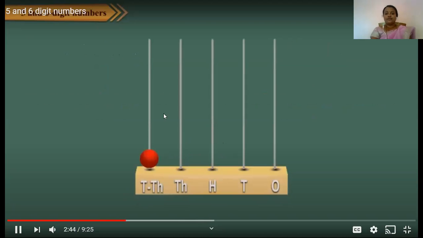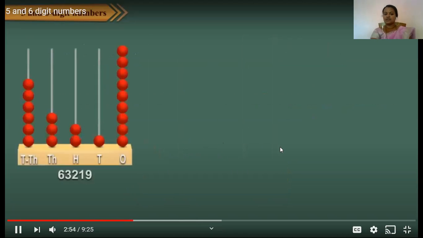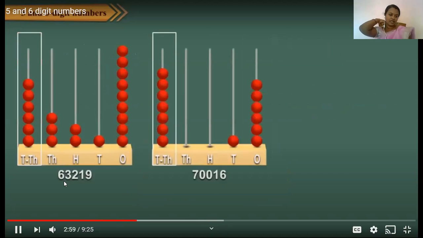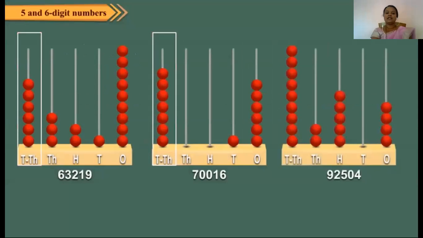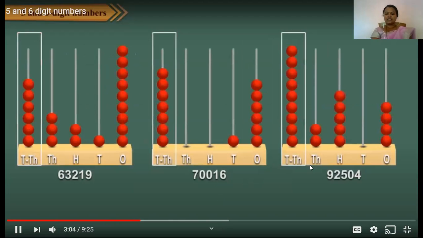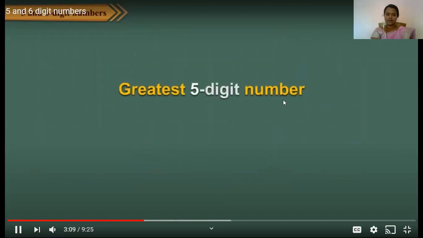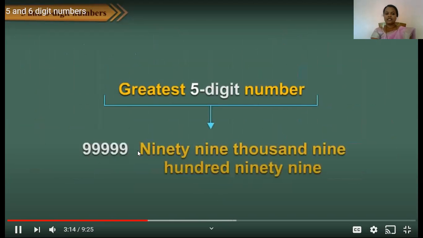Now, if we have to represent this on the abacus, can you read it? Yes, it would be 1, and here we have 00. So it is 10,000. Similarly, the other numbers like 63219, that is 63,219, 70,016, 92,504. The greatest 5-digit number formed is 99,999.